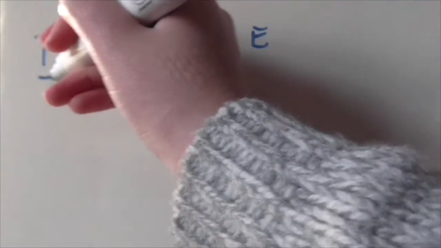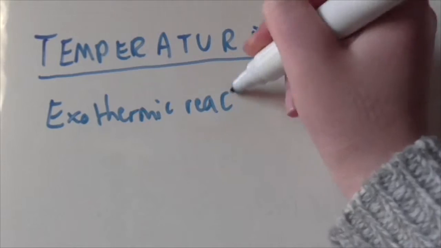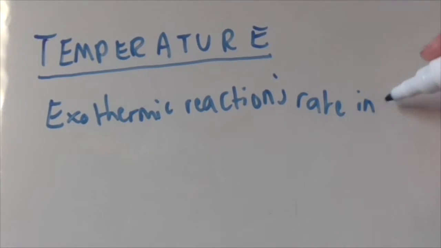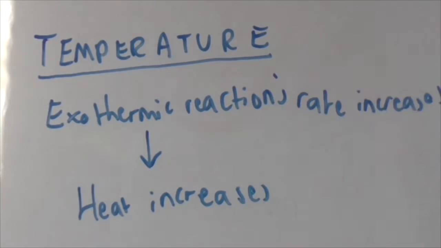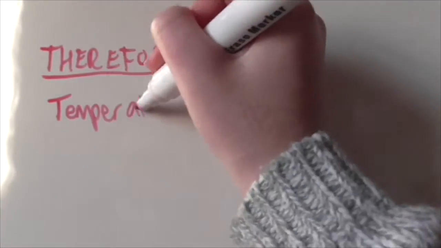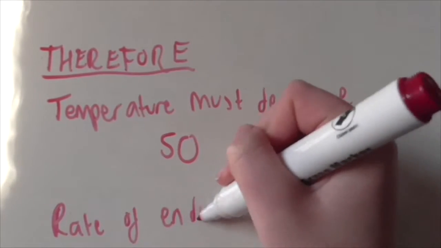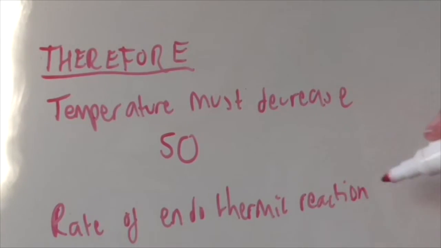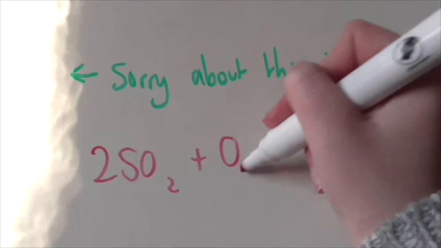So let's look at an example with temperature. If, for example, the rate of the exothermic reaction was to increase, so more heat is being given out, then this means that the temperature would generally increase. So this would then mean that the endothermic reaction would have to increase its rate so as to counter this.